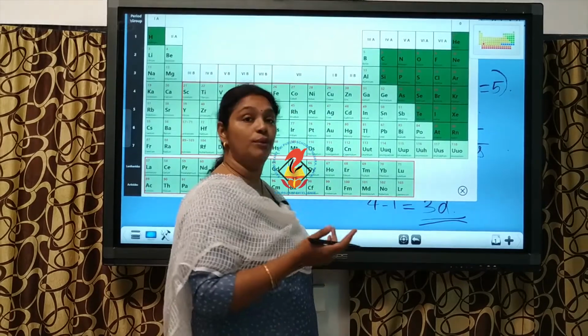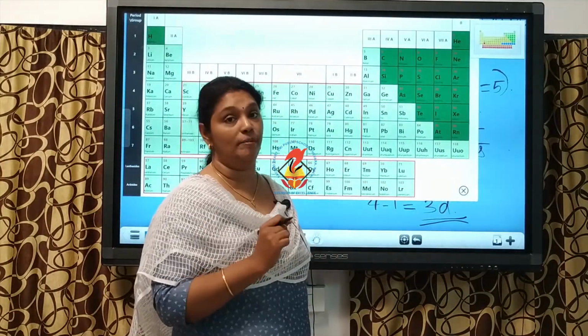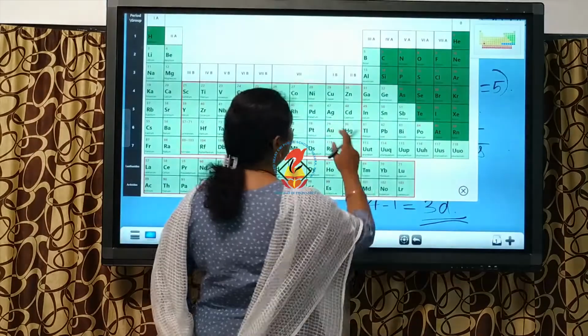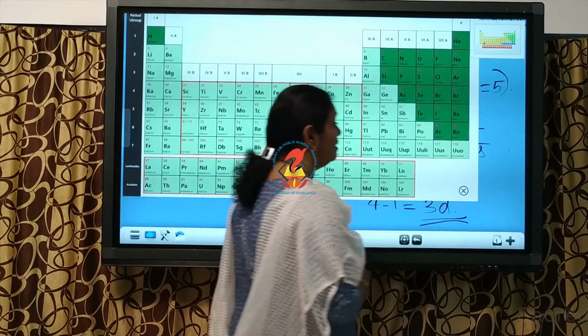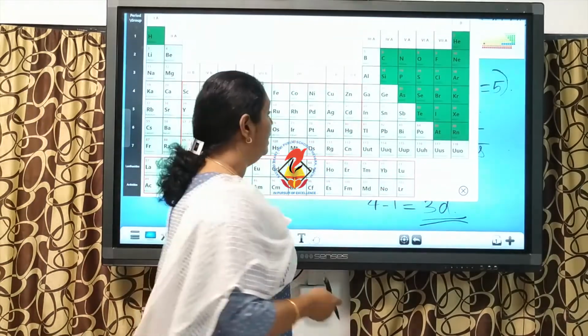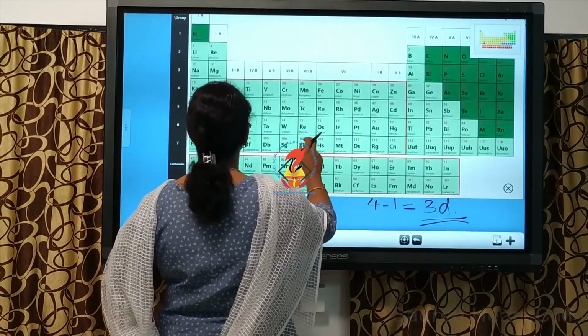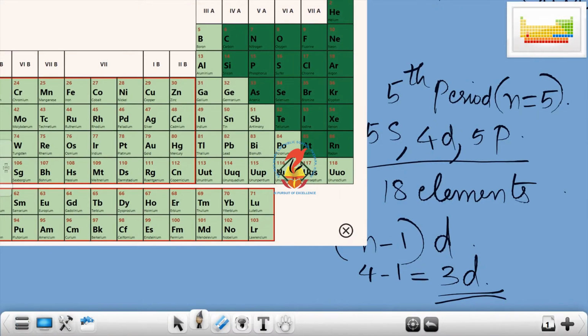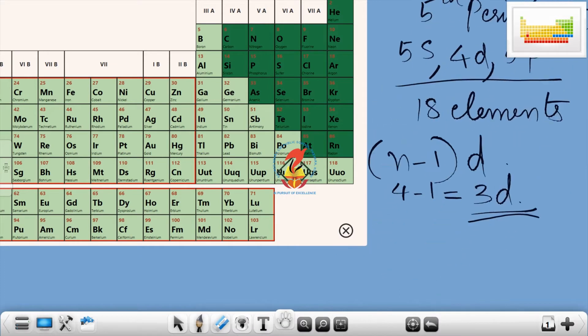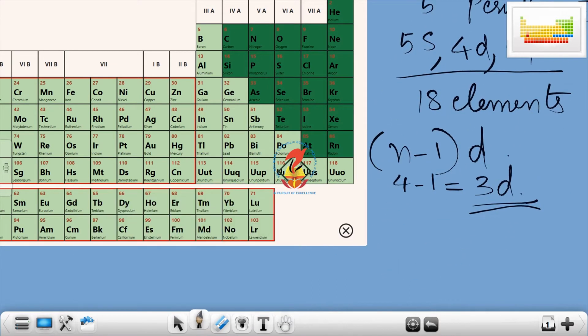Now after 4d, we have 5p orbital getting filled. So 5p will begin with indium and it ends with the noble gas xenon. So in fifth period, we have total 18 elements beginning with rubidium and ending with the noble gas xenon. Fifth period, we have elements from rubidium to xenon.